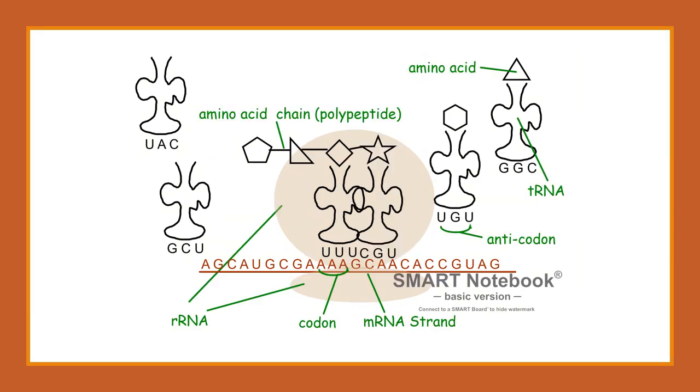So here's a picture that just labels everything from the animation I just tried to make for you all. So you have the rRNA, you have the codon sequence that's part of the mRNA strand, you have the amino acid chain or the polypeptide, then you have the anticodon that's attached to the tRNA, and you have the various shapes that are the amino acids.